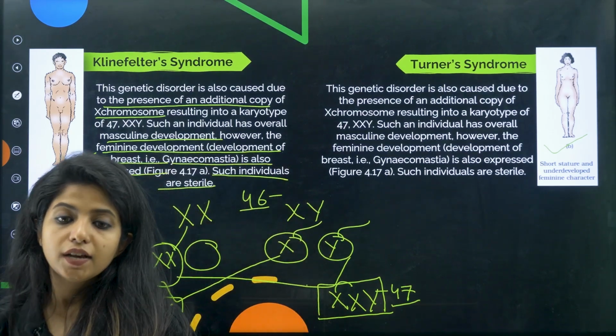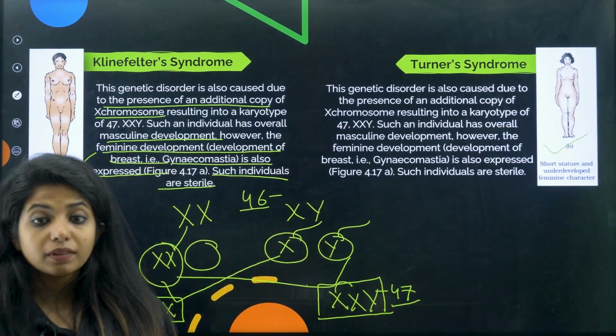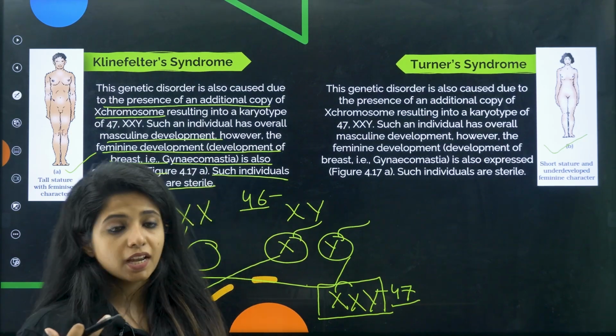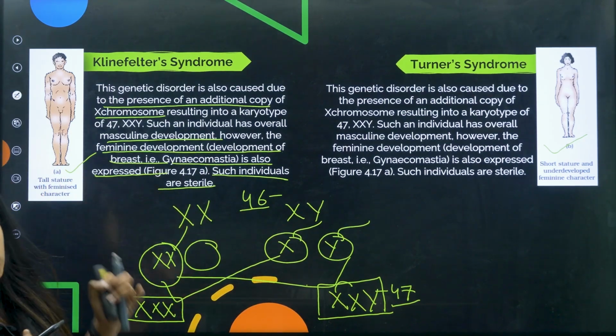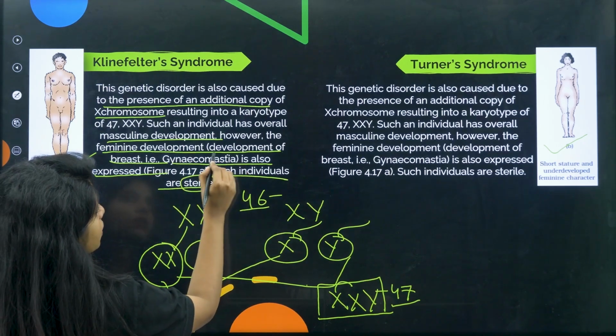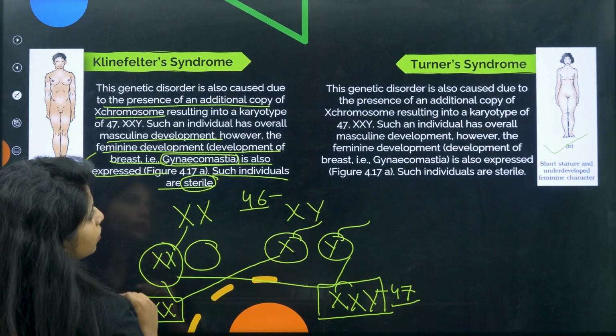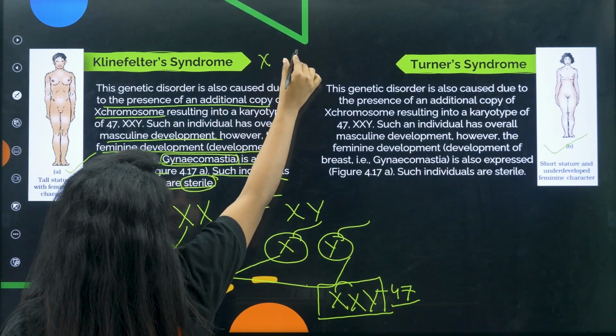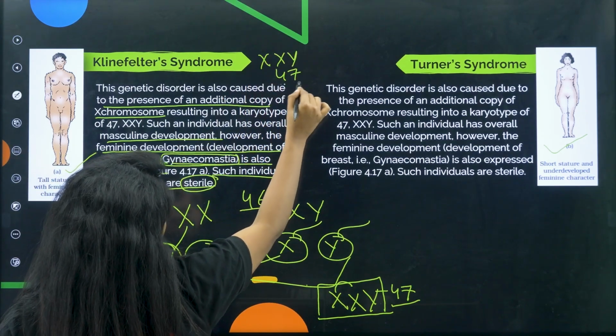They are sterile. So they will be having a masculine body, but still they have some certain feminine characters such as development of breast, as you can see in this particular picture, and they will also be sterile. Now this development of breast you call gynecomastia. Okay, that is something different. And please remember, this is XXY with 47 chromosomes.